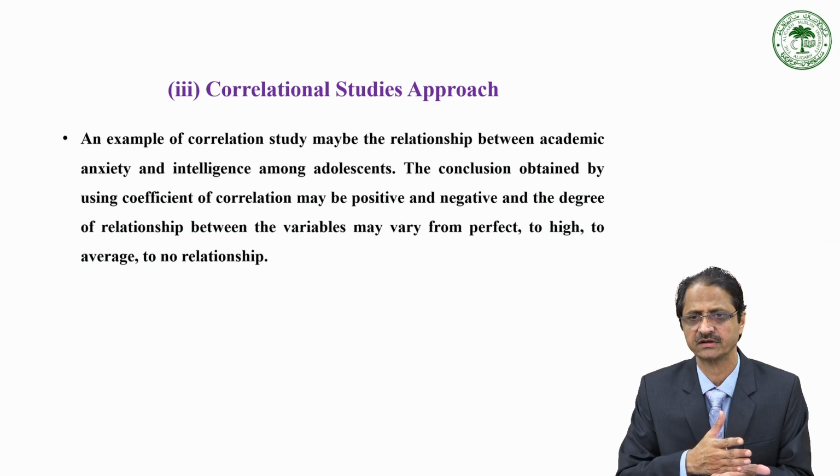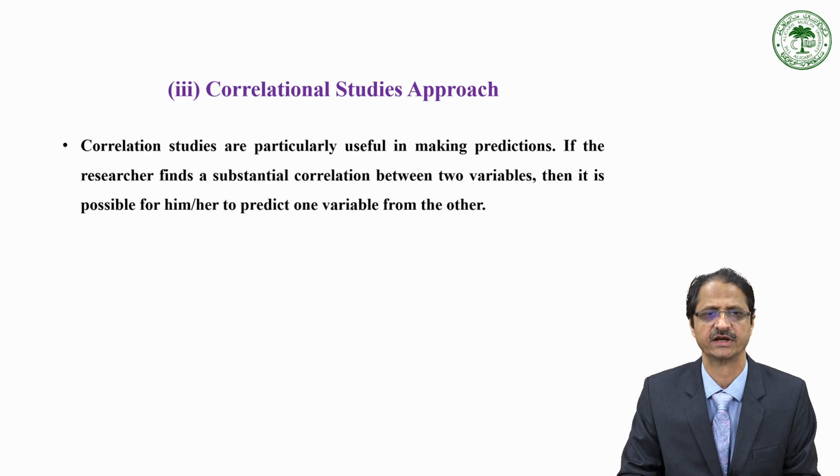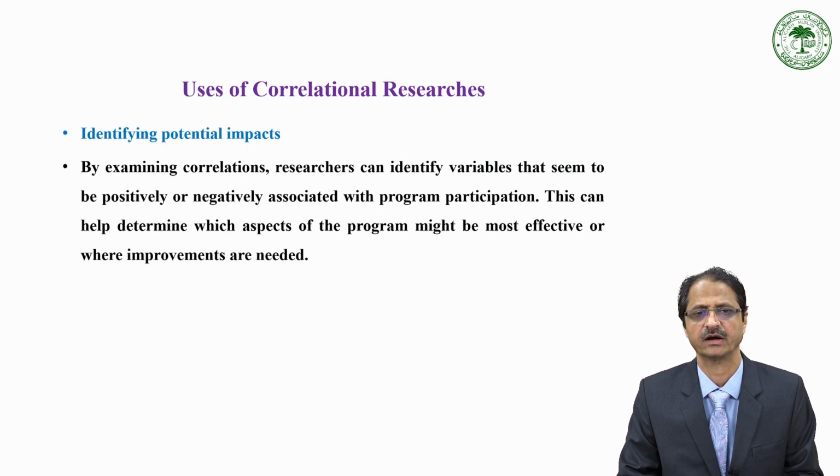We try to find out the relationship between different variables. So the conclusion obtained by using the coefficient of correlation may be positive or negative, and the degree of relationship between the variables may vary from perfect to high to average or no relationship. Correlational studies are particularly useful in making predictions also. If the researcher finds a substantial correlation between two variables, then it is possible for him to predict one variable from the other variable.